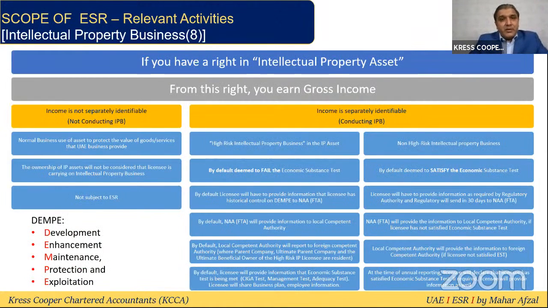So I have put it into this diagram: if you have a right on an intellectual property asset, you can earn gross income separately, identifiable gross income. Just the possibility is not enough; income must be separately identifiable. If the income is not separately identifiable, then we can say the licensee is not involved in the intellectual property business and ESR will not be applicable.